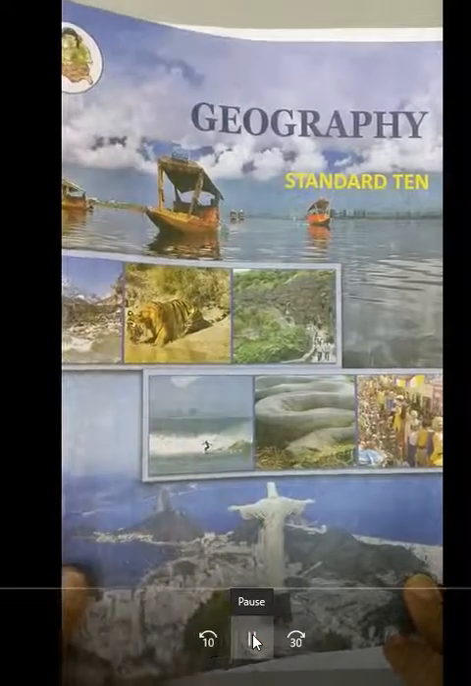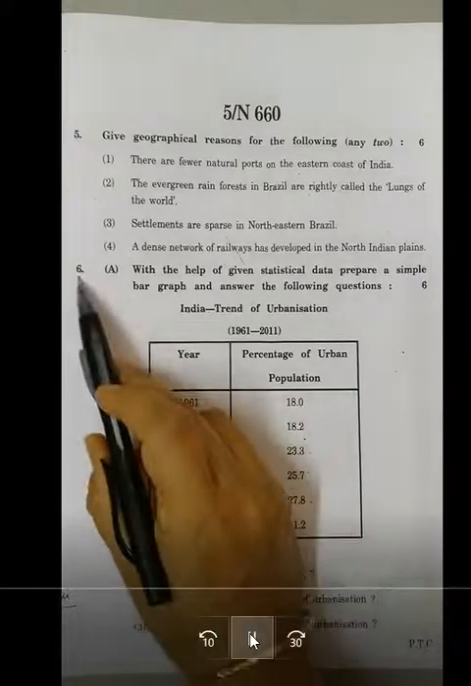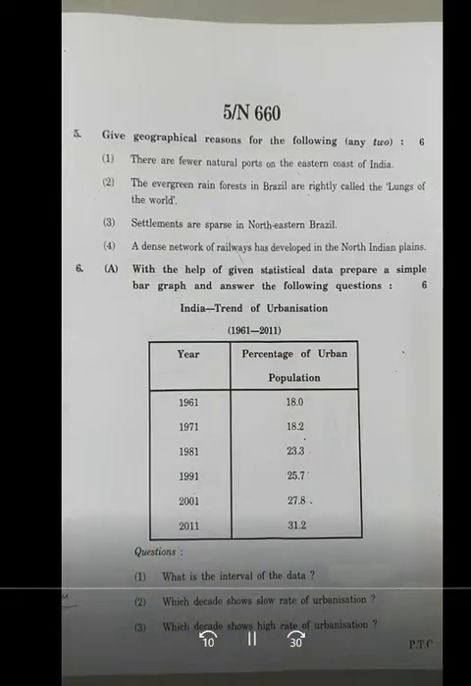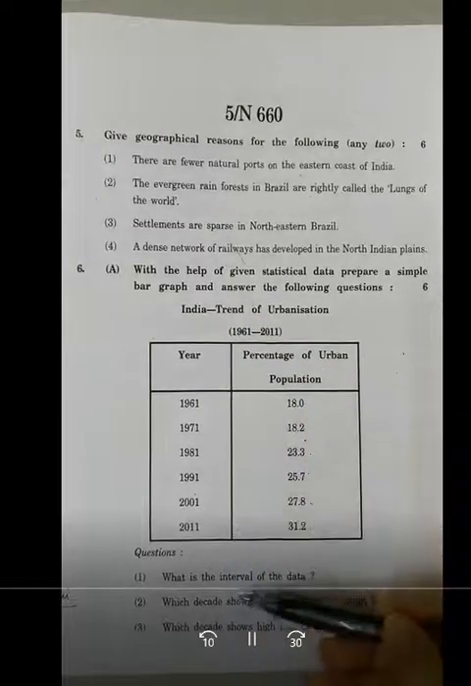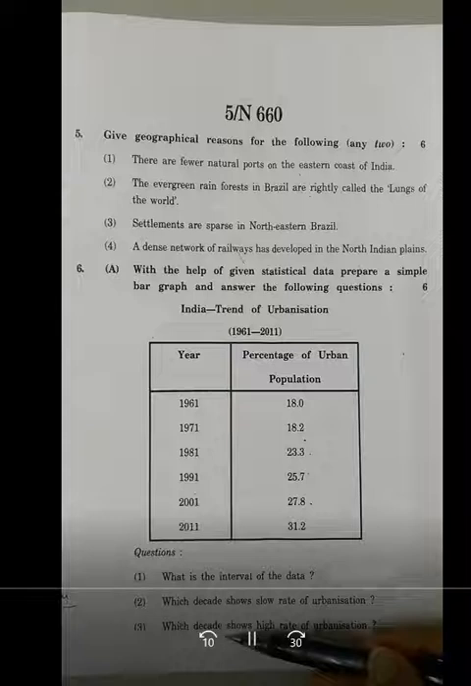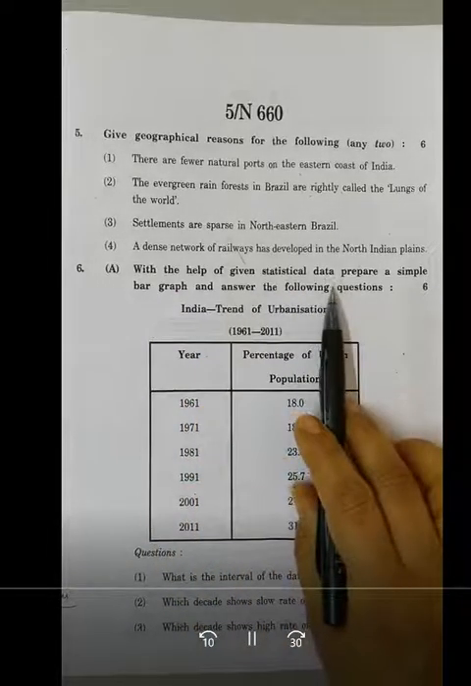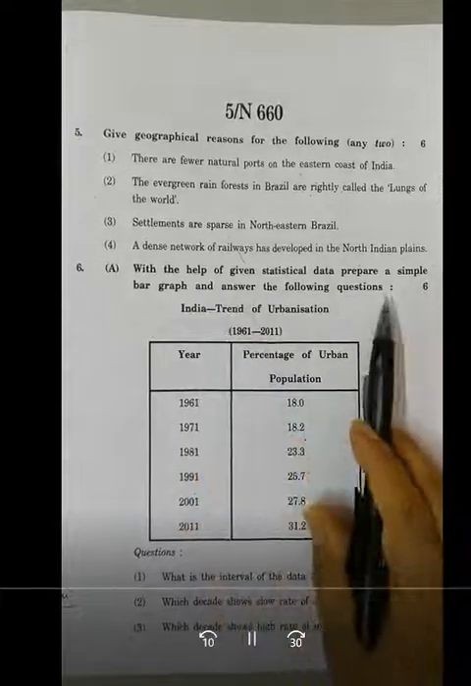Today we are going to see question number 6 of your SSC question paper. Question number 6 is divided into two parts, 6A and 6B. 6A is about graph drawing and then reading the graph. It has two activities. With the help of the given statistical data, prepare a graph and answer the question.